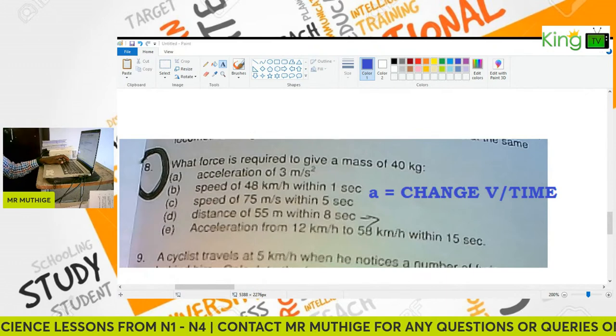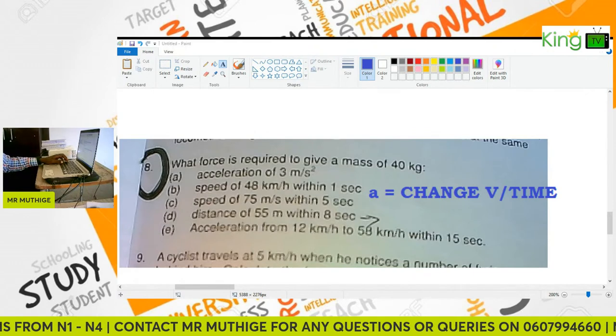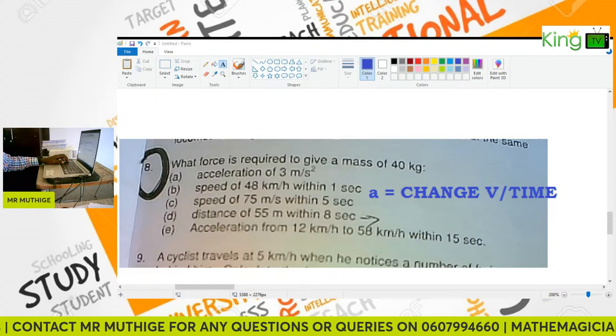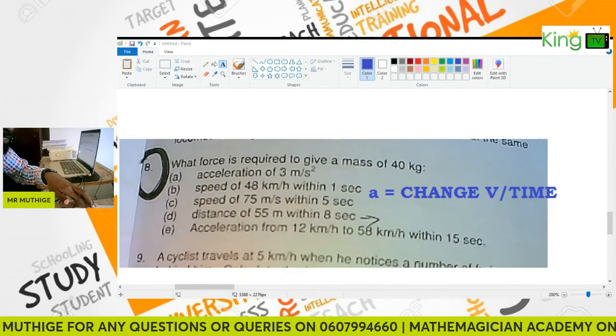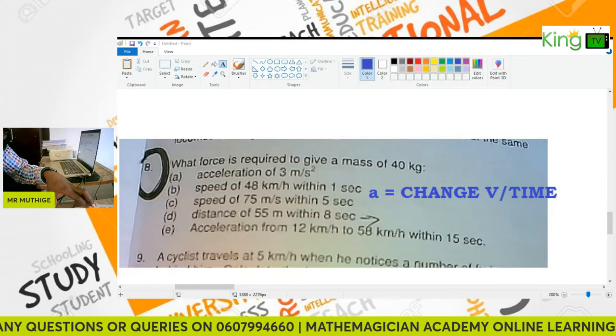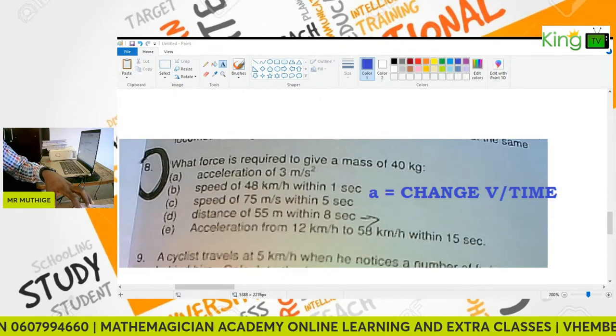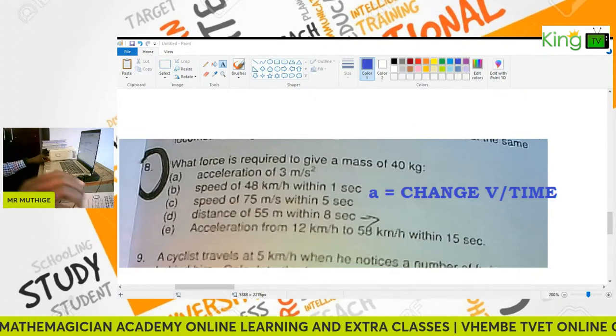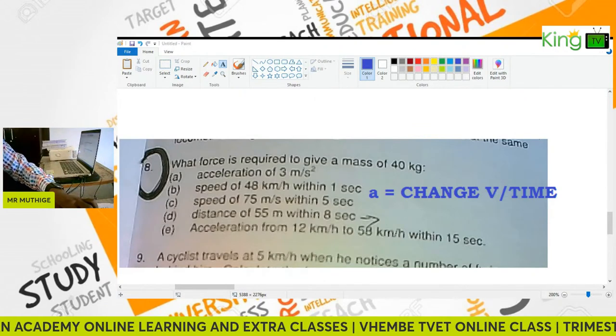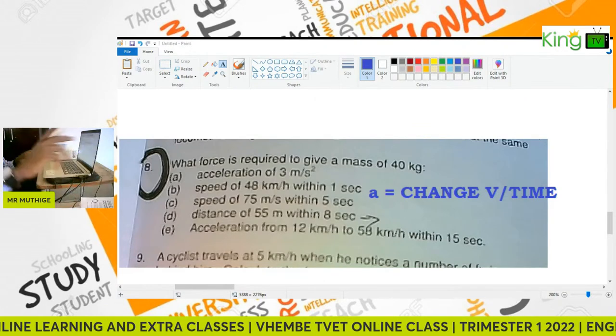Let's see what I can show you guys. Acceleration on a horizontal plane with friction taken into consideration. Page 124, number 7.